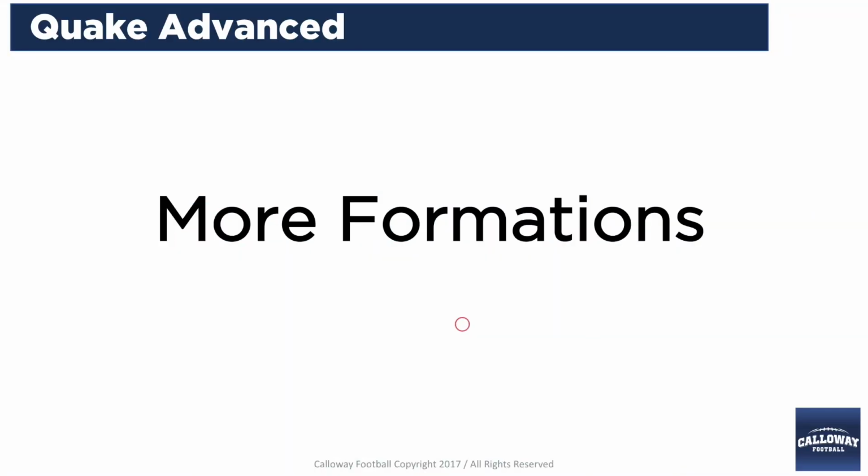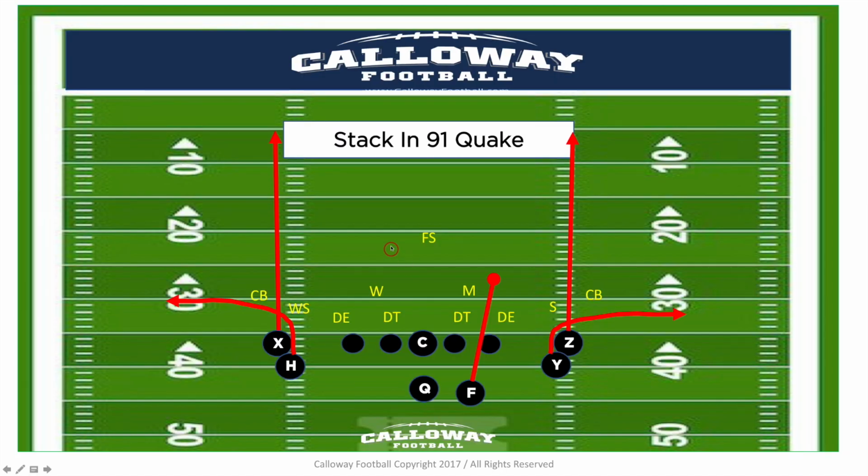All right, let's talk about running Quake out of different formations than the ace tight that we just looked at. We also can run it out of what we call stack in, or stack. This is a diagram of stack in, 91 Quake. So stack in, we bring our outside receivers in, and we stack our X and our H to the left, and we stack our Z and our Y to the right. But again, stack in brings our outside receivers in, and we stack them. So this gives us an advantage against man coverage.